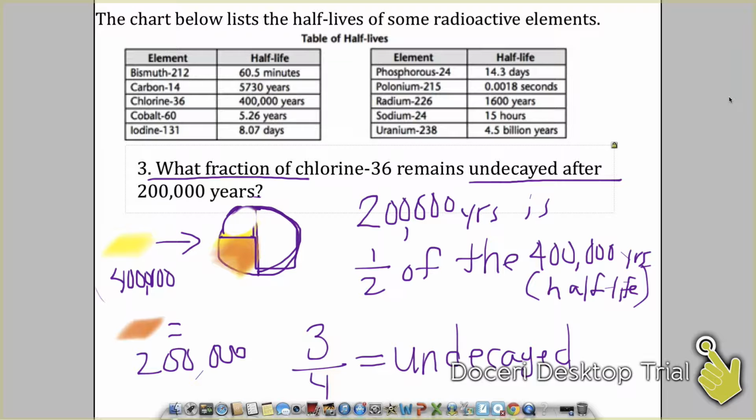Remember that after 400,000 years, the half-life, half is going to decay. We start off with the whole. If 400,000 years goes by, this is going to all disappear. That's not going to be there. But 400,000 years did not pass. Only half of the 400,000 years occurred.